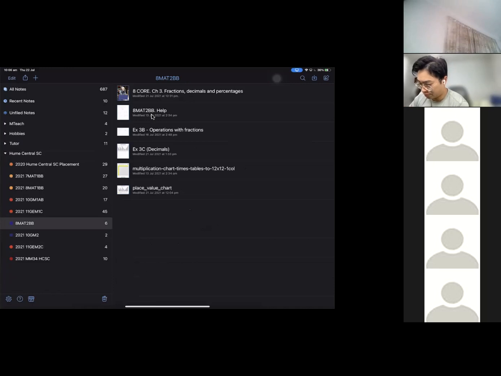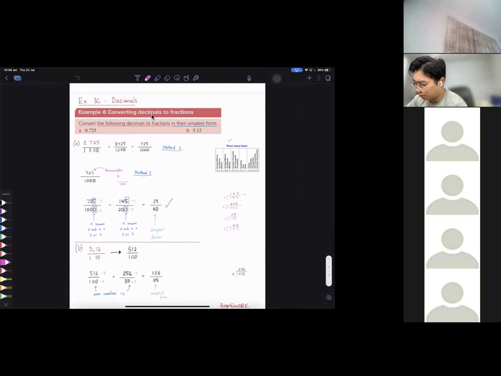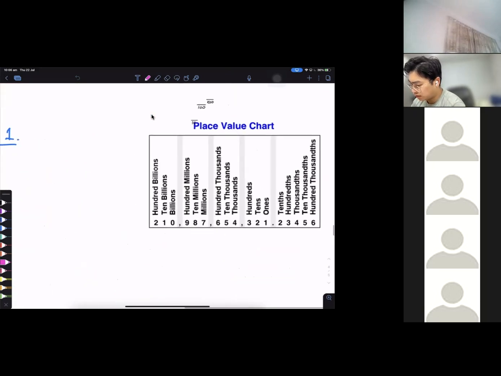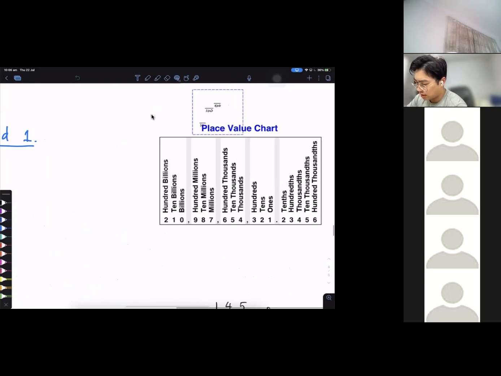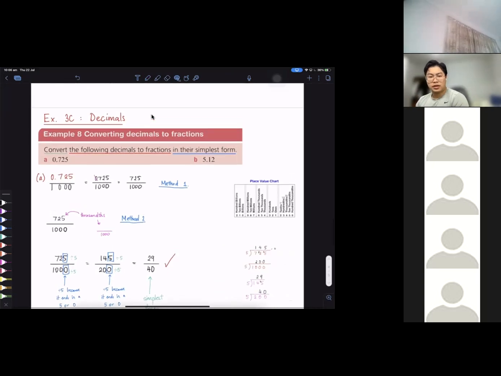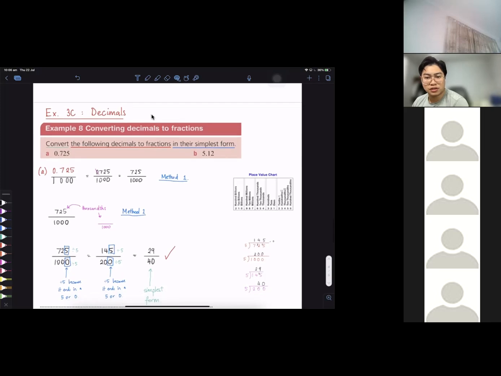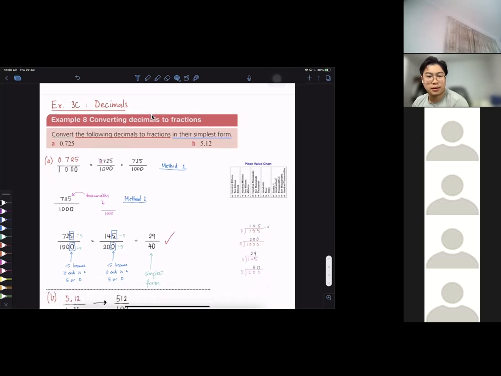All right, so we were looking at decimals yesterday. Now I'll go through some examples here, and once again, we'll be using our place value chart to help us with our understanding or our strategies to convert these. So the main thing here is to be able to convert decimals to fractions. Now, I'll see if there's a different approach to this.